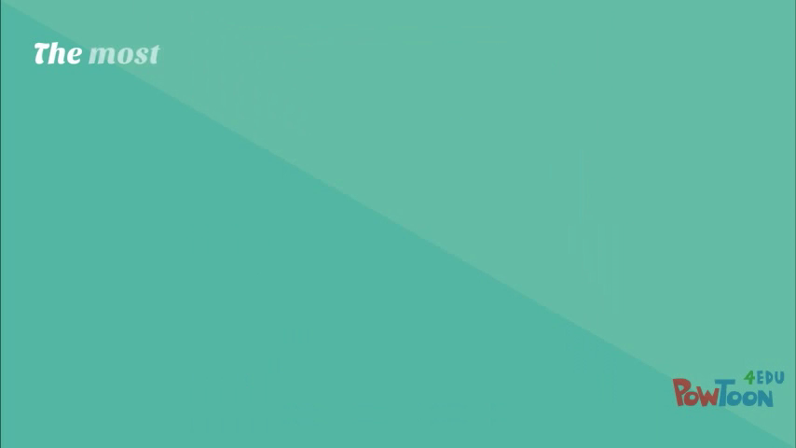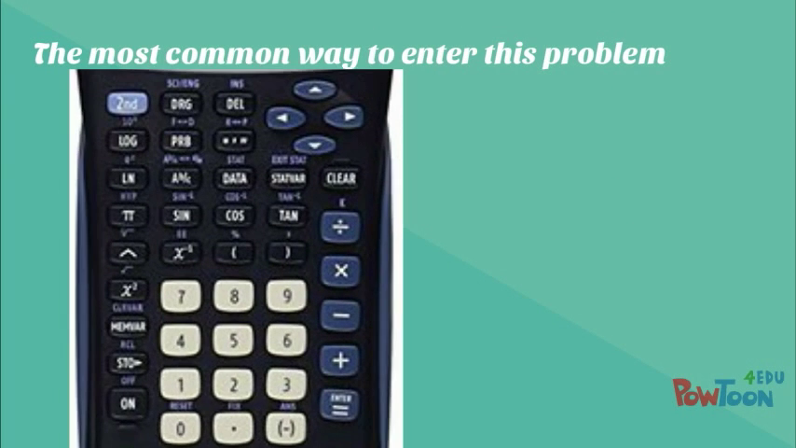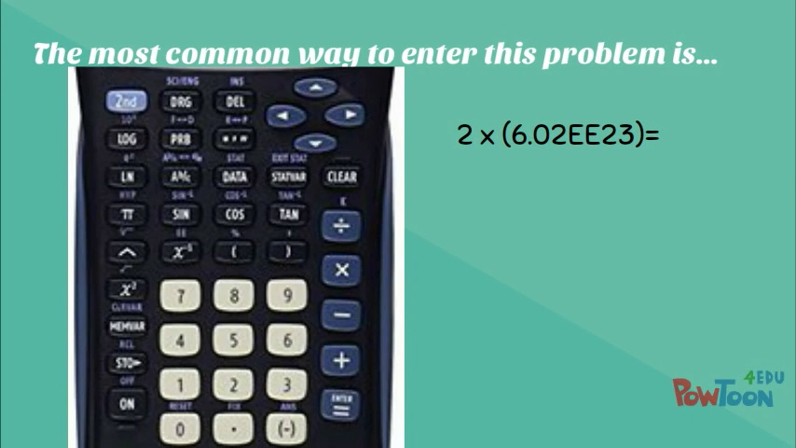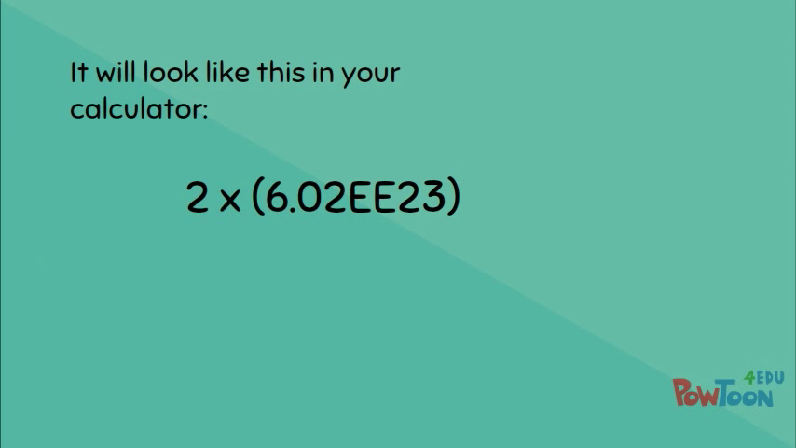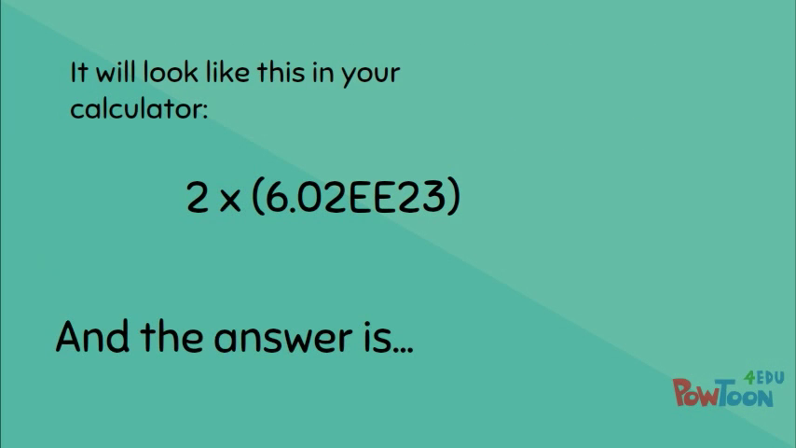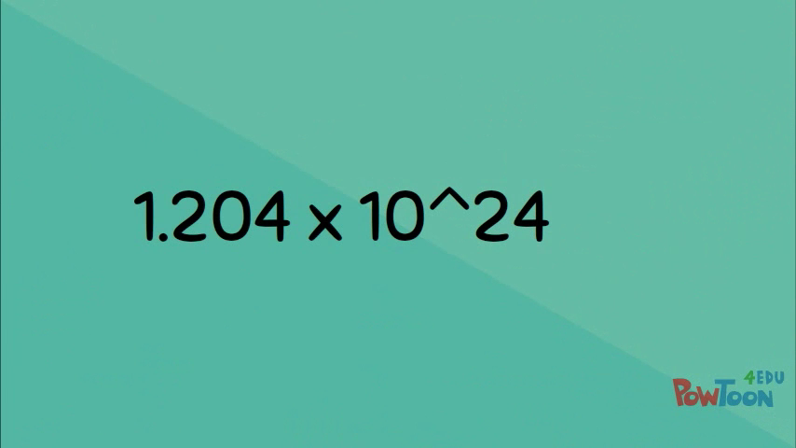The most common way to enter this into your calculator is to put 2 times, left parentheses, 6.02, second key, EE key, 23, right parentheses, equals. Got that? It'll look like this in your calculator. And the answer is 1.204 times 10 to the 24th.